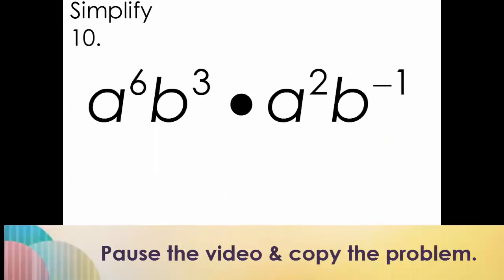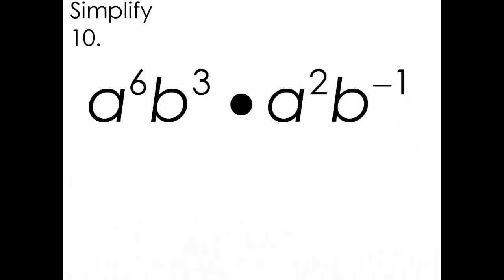Copy down example 10. For this example, we do have a negative exponent. You could flip it now, or you could use your rule that we've got bases that are the same that are being multiplied and we need to add them together.